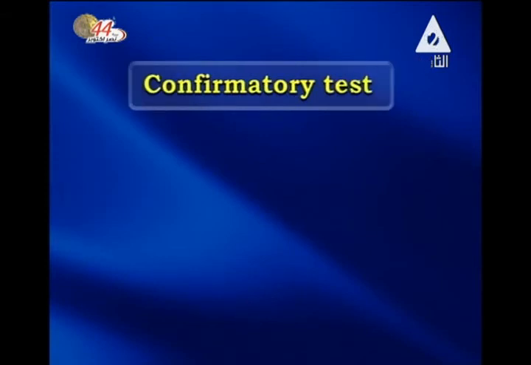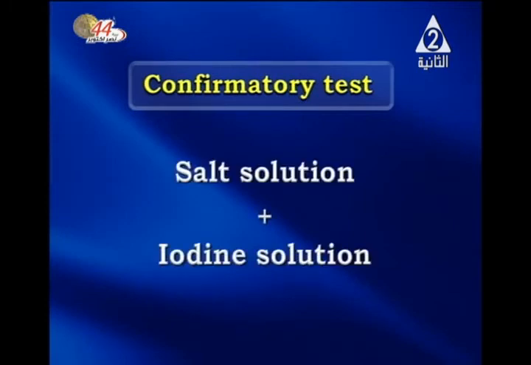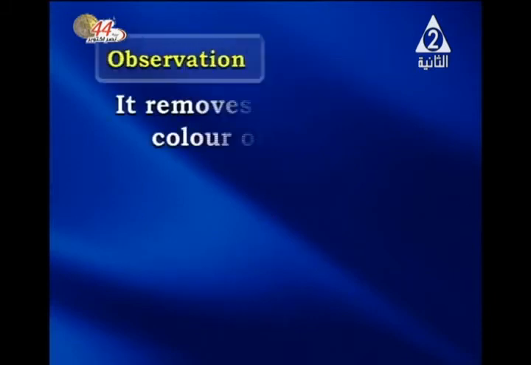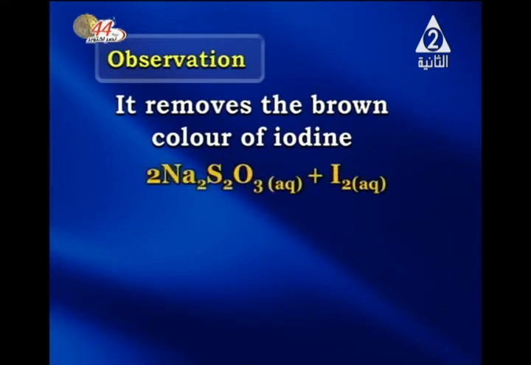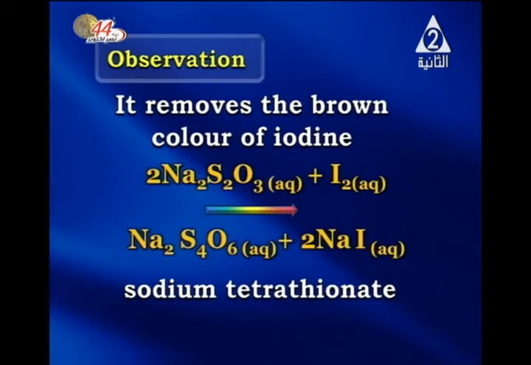Now, my dear students, we are going to discuss the confirmatory test. Here, the salt solution plus iodine solution. The observation is that it removes the brown color of the iodine. As the equation proceeds on the screen, Na2S2O3 plus I2 gives Na2S4O6 plus 2NaI. Here, sodium tetrathionate is formed.